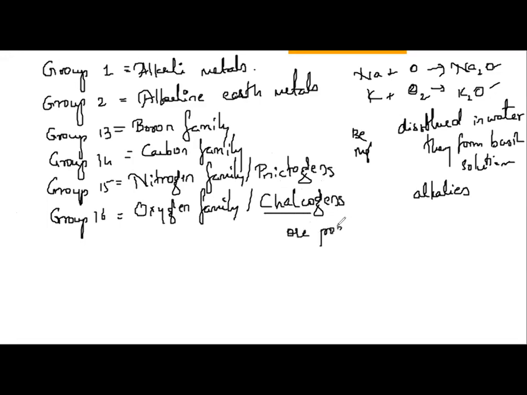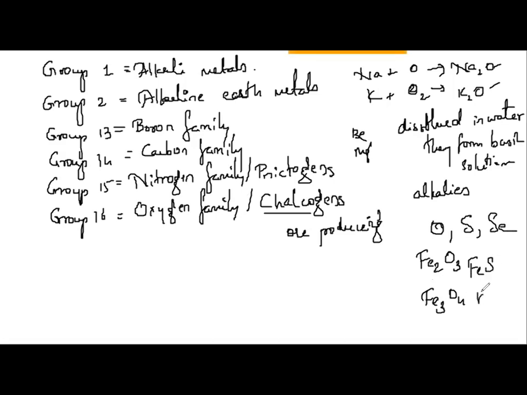So, ore producing. If you see, most of the ores of the metals are present in the form of oxides, or in the form of sulfides or selenides. All these elements belong to group 16. For example, hematite ore of iron, Fe2O3, magnetite, Fe3O4, then sulfide, FeS, cinnabar, HgS, mercuric sulfide. All these are ore forming, therefore they are called chalcogens.